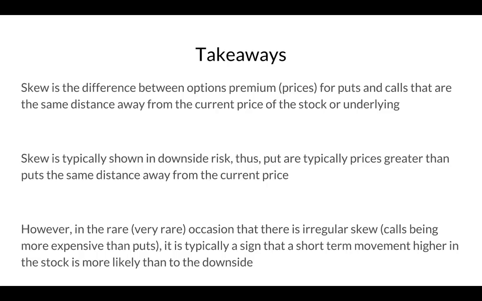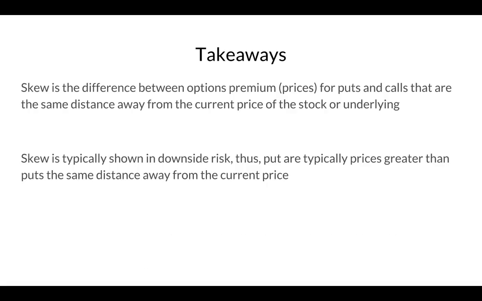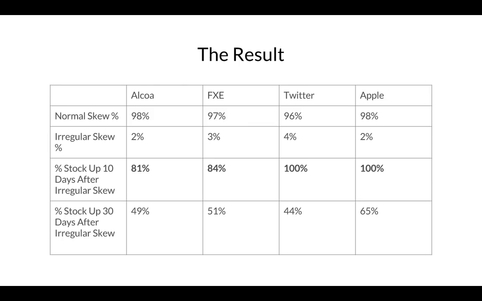It is typically a sign that a short-term movement higher in the stock is more likely to happen than to the downside, at a rate of 81% for Alcoa over the last decade, 84% for FXC, 100% for Twitter, 100% for Apple. So if you guys see reverse skew, that is a screaming indicator, a screaming sign, flashing green, not red, flashing green, because that means we're going to make money, that 10 days in the future, the stock will be higher. There's a very high likelihood that that happens.